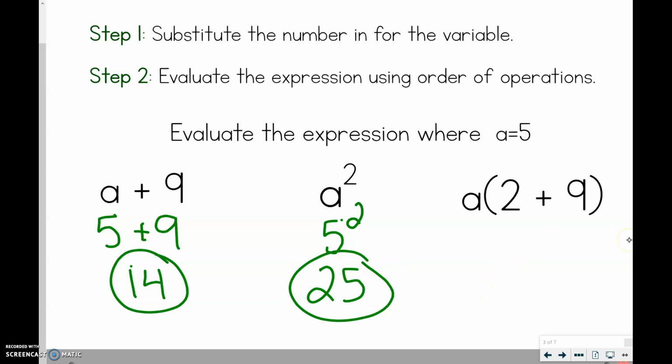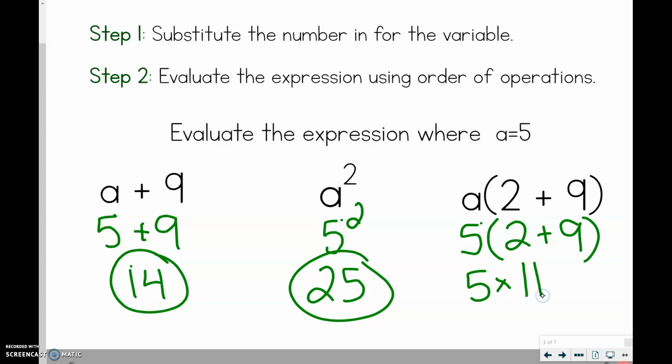Last one here, we've got 5 being substituted in for A again, and we got 2 plus 9. I'm going to do parentheses first, and we get 11 from that. Remember when the number's next to the parentheses, that just means multiplication. So then we got 5 times 11, which is 55. Okay, again, we're starting off real simple. Let's try a couple more.